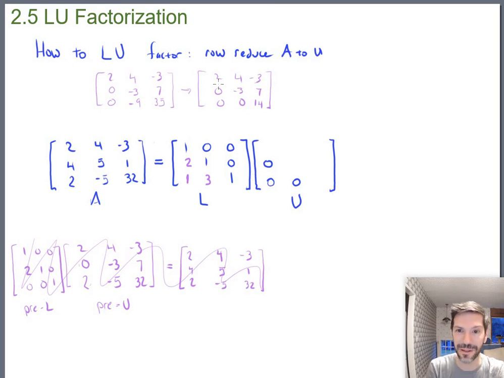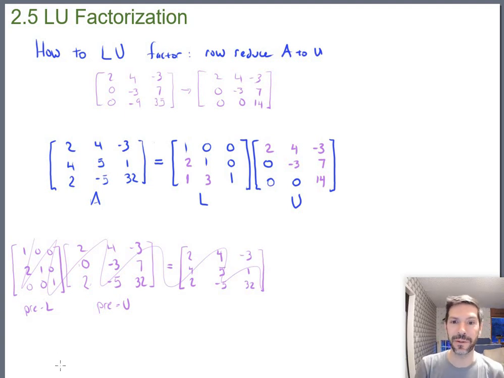I'm sure you're looking at this right here and saying, oh, it'd be easy to row reduce upward too, but we don't even need to go there. We have our full LU factorization: 2, 4, -3, -3, 7, and 14 right there. We have A factored into LU, and we should double check this to make sure that it's actually right and that I did not make any mistakes.